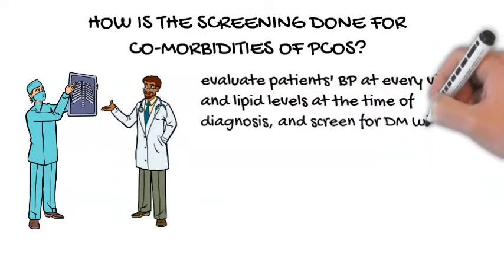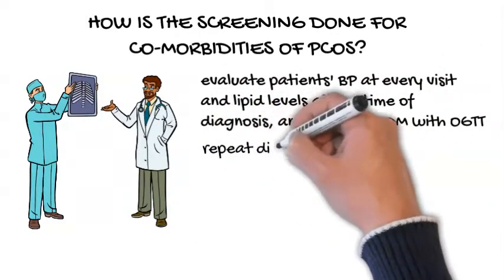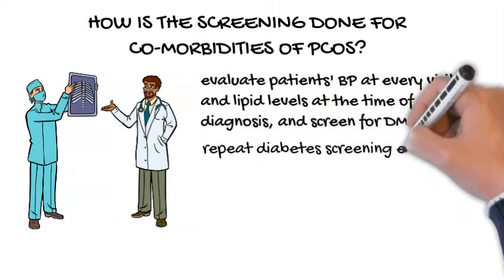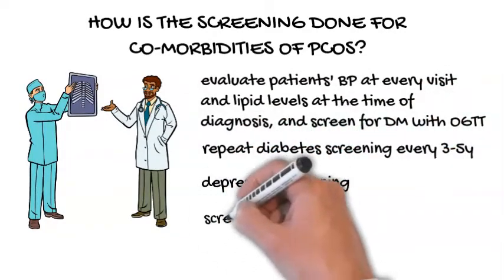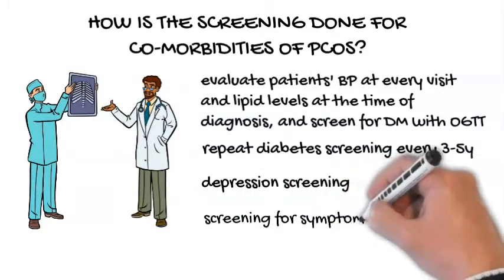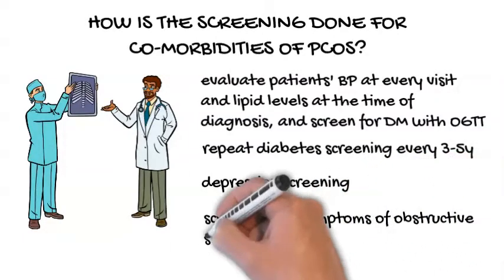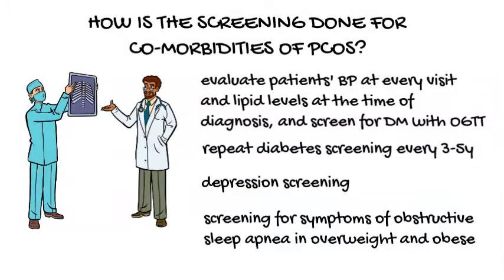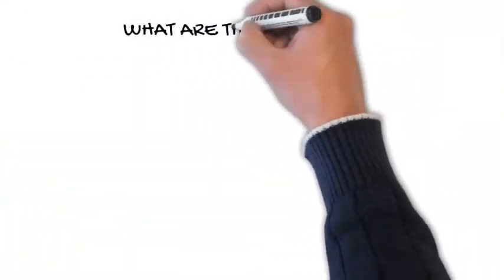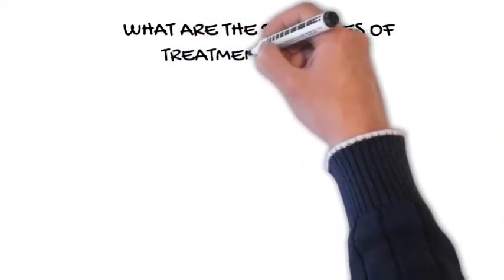Patients should have repeat diabetes screening every 3 to 5 years, or more often if other indications for screening are present. Guidelines further recommend depression screening, as well as screening for symptoms of obstructive sleep apnea in overweight and obese patients with PCOS. What are the principles of treatment of PCOS?